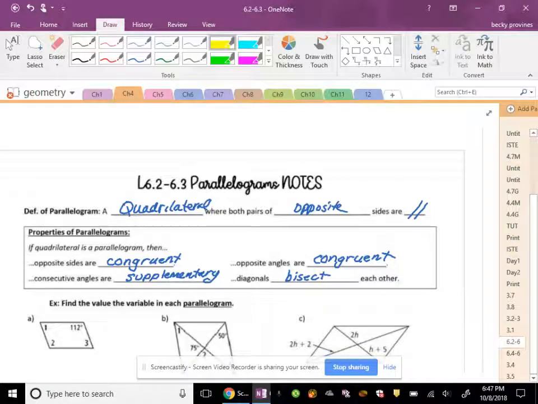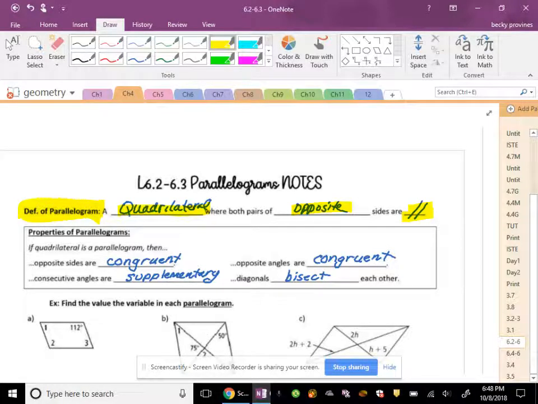Hi, today we're going to go over lessons 6.2 and 6.3 over parallelograms. So let's start with defining what a parallelogram even is. First of all, it is a four-sided figure, so this is called a quadrilateral, where both pairs of opposite sides are parallel.